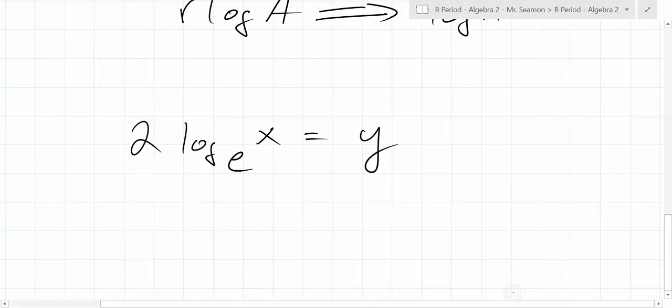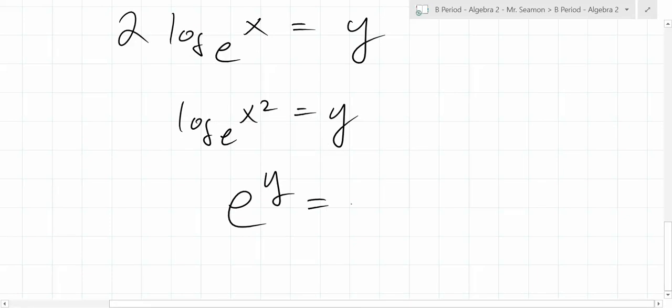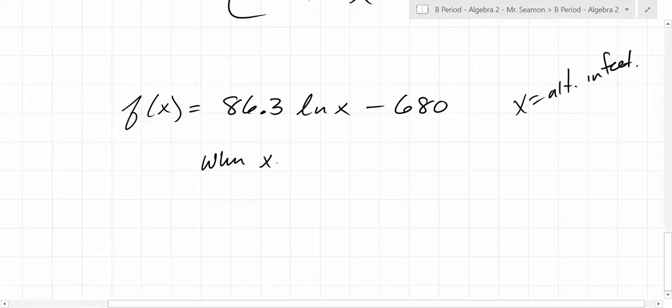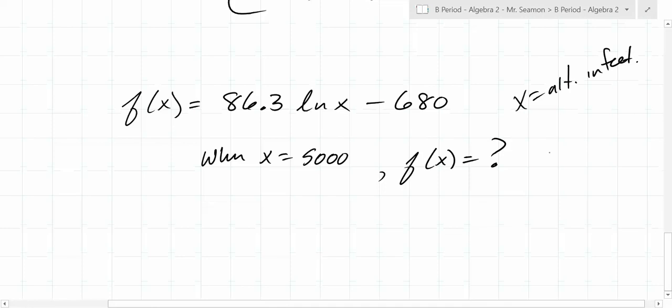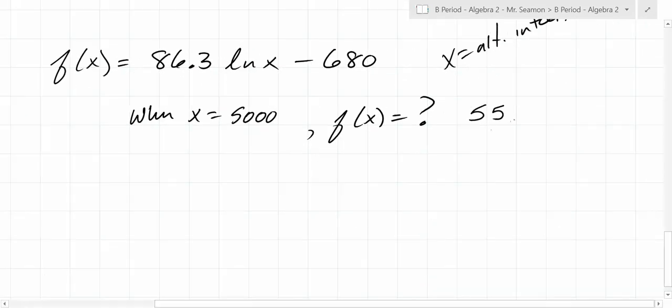How would you move it first? So it would be log base e of x squared is equal to y, right? So it would be e to the y is equal to, then you could convert it. You have to move the exponent first. Correct. So basically it's asking when x equals 5,000, f of x equals what? Who got 55? Was it 55 exactly? 55.0338. Yeah, it's pretty close.